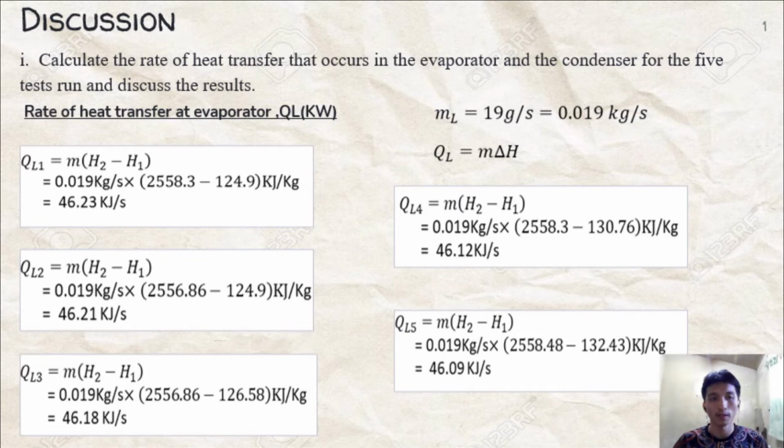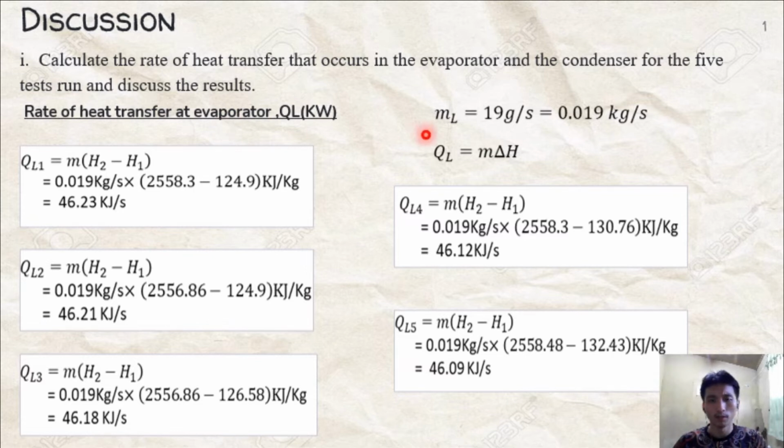For my part, I will discuss the discussion section. The first question is to calculate the rate of heat transfer that occurs in the evaporator and condenser for the 5 test runs and discuss the result. Without wasting any time, we go through first the rate of heat transfer at the evaporator, which we put the symbol as QL, and the unit is kilowatt.